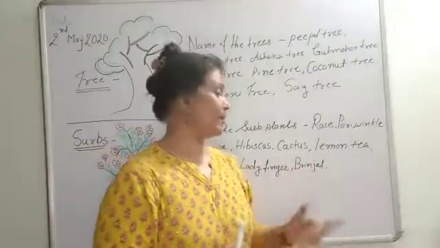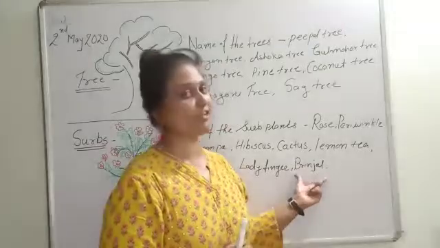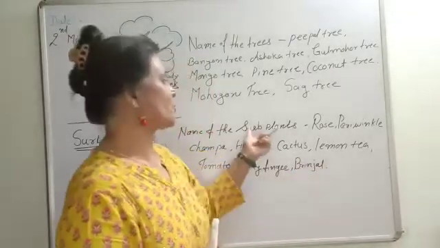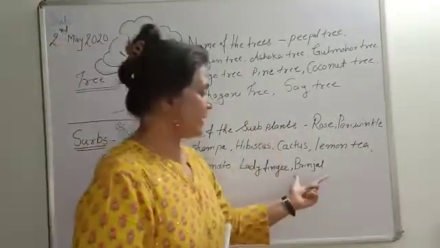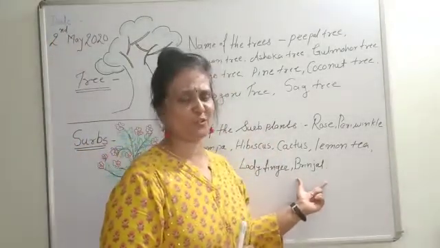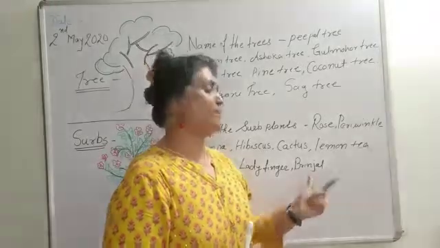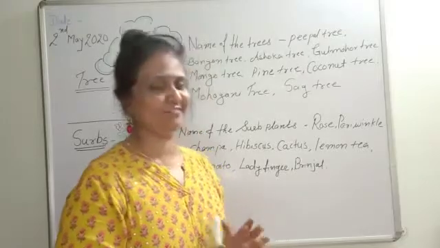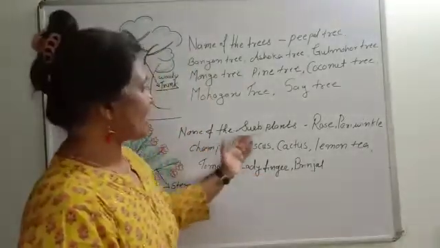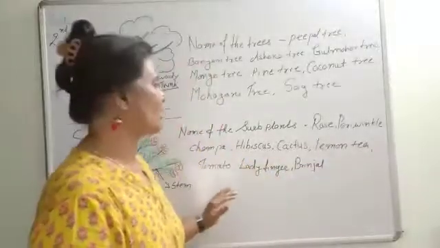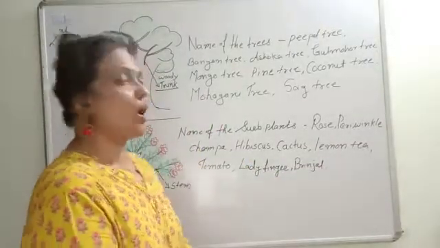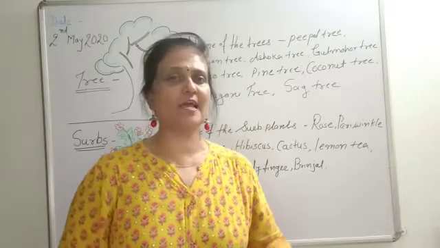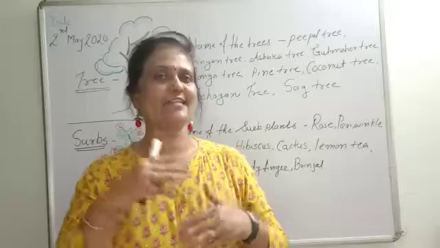Brinjal. Brinjal is one of the fruit vegetables, and brinjal plants are also called shrub plants. It grows in a farm and in a pot also. Brinjal plant is not very tall, not very strong. So these are the examples of shrub plants. Hope you understand the difference between trees and shrub plants.